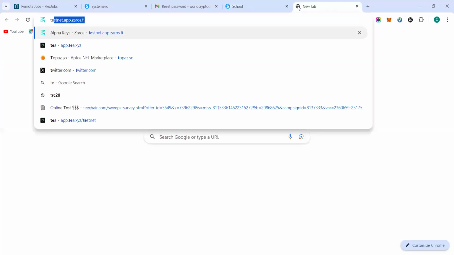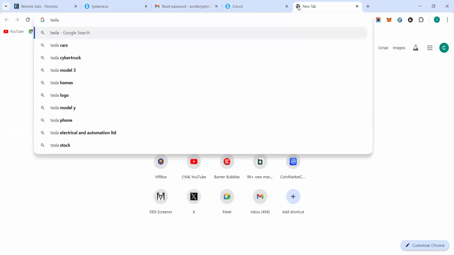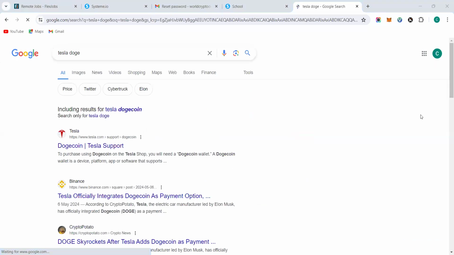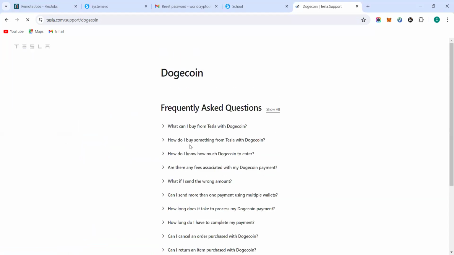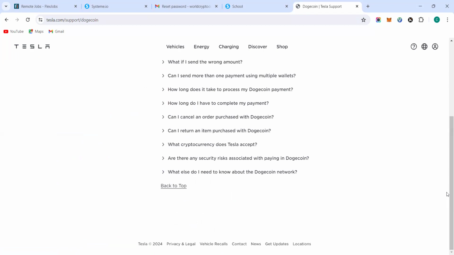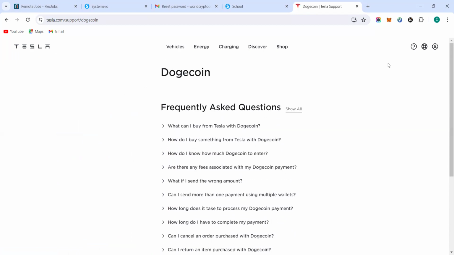When you head over to Tesla's website, let me see if my screen is showing. Okay, my screen is showing. So we head over to Tesla, and you can see over here that Tesla has integrated Dogecoin. Dogecoin is a coin that was created for fun, and you can actually buy a Tesla car with Dogecoin. I believe it used to be Bitcoin as well, but I don't know if they've gone back there.